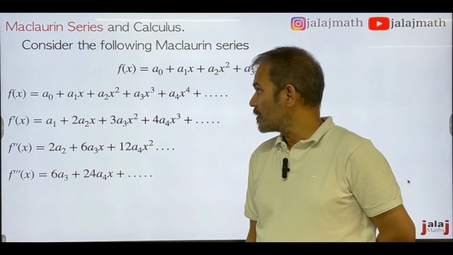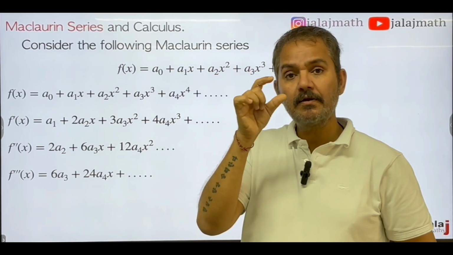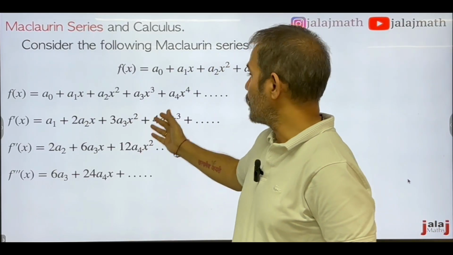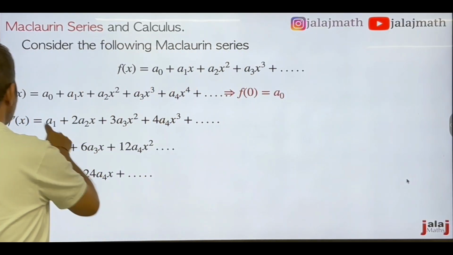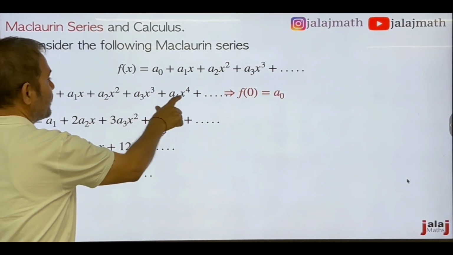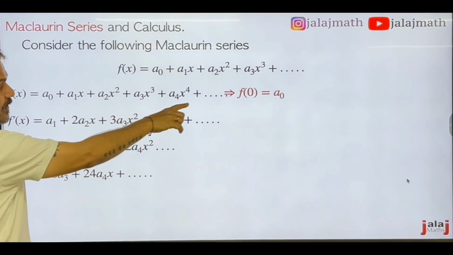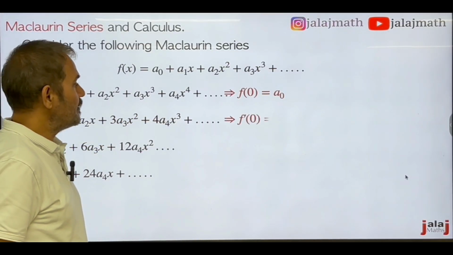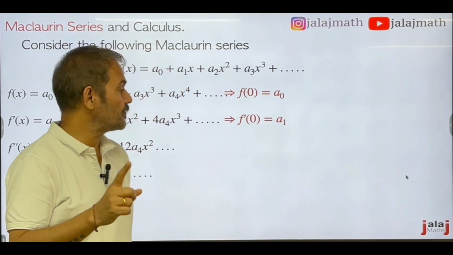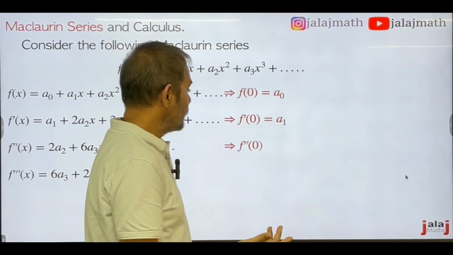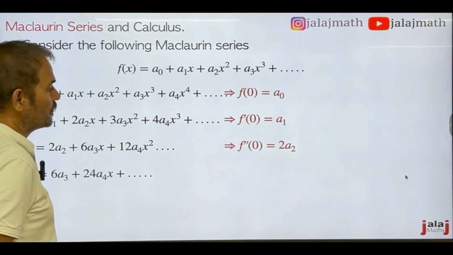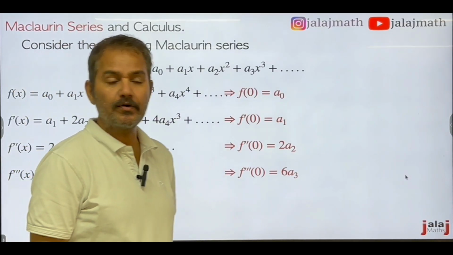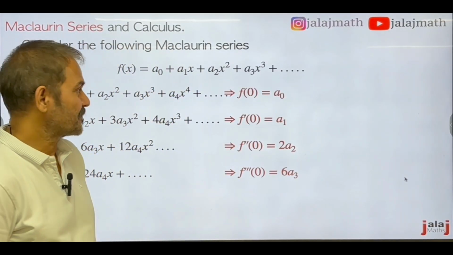Now, if you find the value of the function and the value of the derivatives of this function at x equal to 0, what do we get? For example, f(0) will be, see all these terms have x values except the first term, so f(0) will become a0. Similarly, f'(0), the first derivative at x equal to 0, will become a1. Similarly, the second derivative at x equal to 0 is 2a2, and the third derivative at x equal to 0 will be 6 times a3.